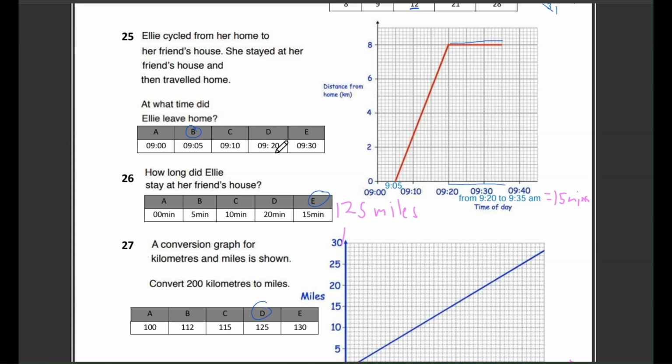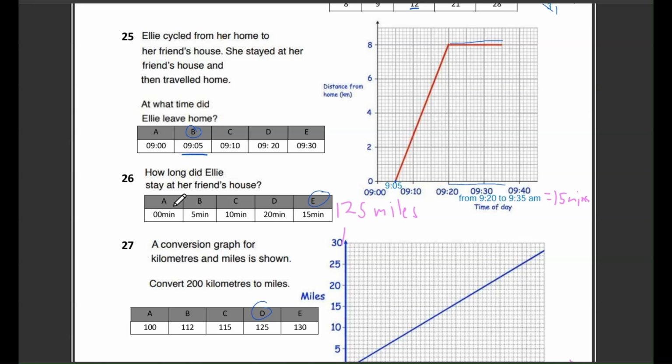The correct answer is B, 9:05. When you read the graph carefully, you can see that the journey starts at 9:05. Question 26. Let's stick with that line graph about Ellie's bike ride. The question now asks, how long did Ellie stay at her friend's house?